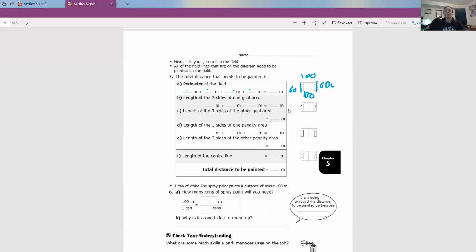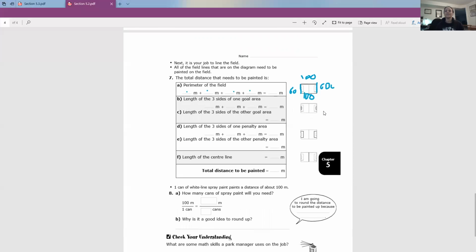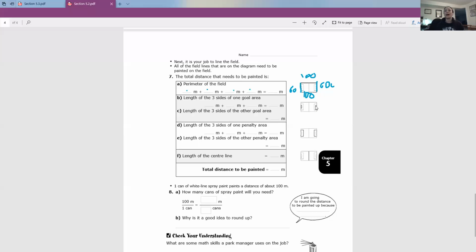Do the same thing with the goal area. Those are the little dark lines, okay? That's your goal area. So you should have 5.5, 18, and 5.5. Those would be your 3 measurements. Add them up to get the total. Now, keep in mind, if you have to paint 2 nets, you're going to have to double it for your final answer. So you're going to have it twice.